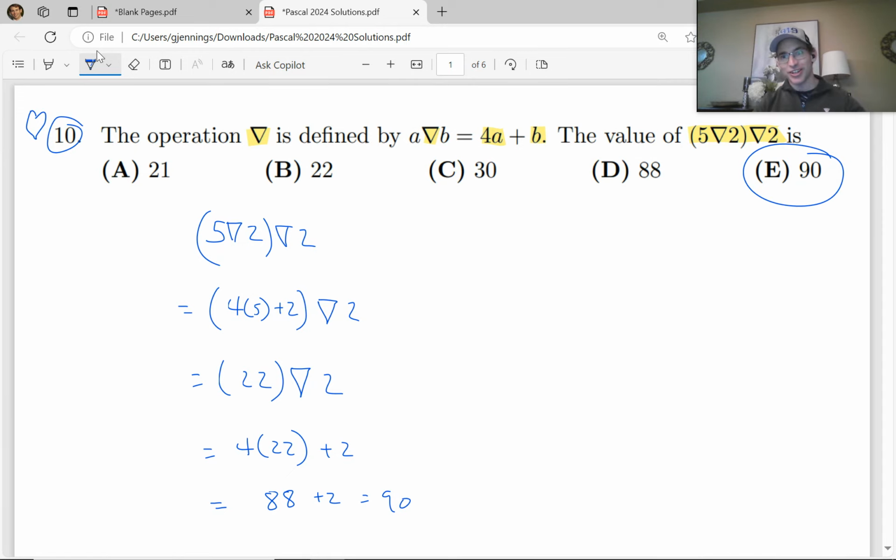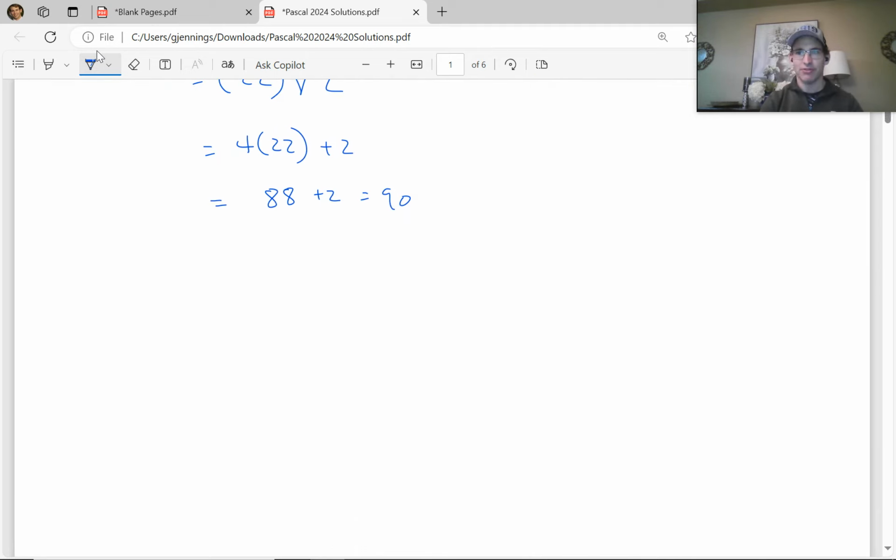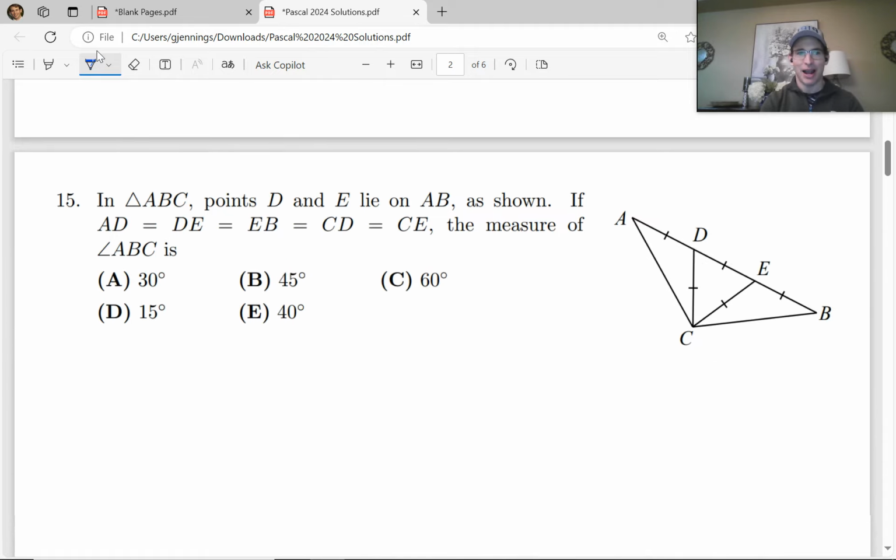That's how you do these weird questions where they invent new operations: you follow the instructions carefully and play their game. Okay, it's fun. It's fun to do new operations, so we're happy that they do that.